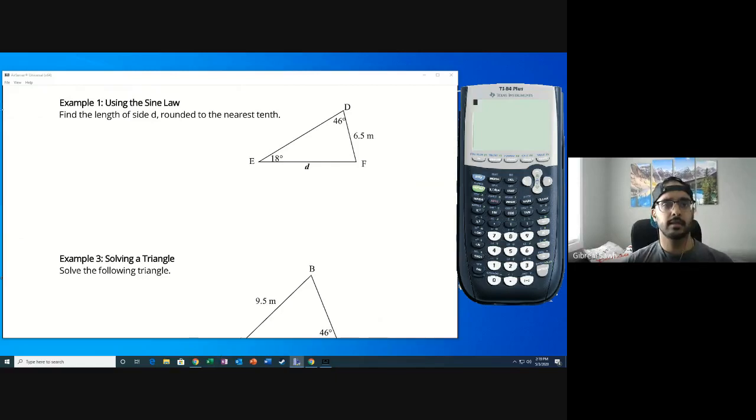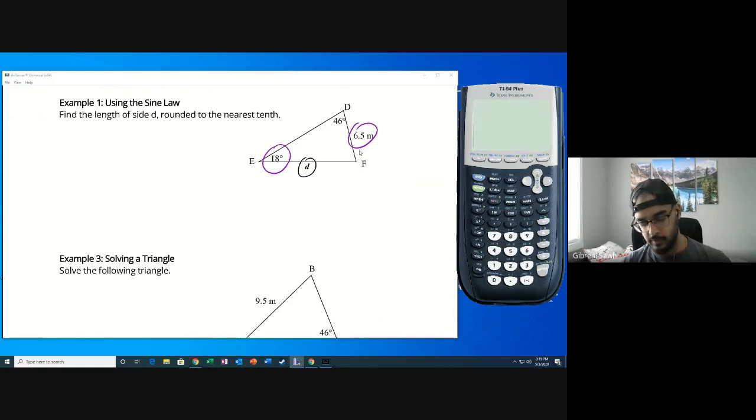So the first one asks us just to find the length of side D rounded to the nearest tenth. So we are trying to locate the measurement of this side length. Now, in order to use the sine law, we do need to have a pair of information. So we need one angle and one side. And that information always needs to be opposite. Okay, so in purple, I know an angle of 18. I know its corresponding side across from it is 6.5.